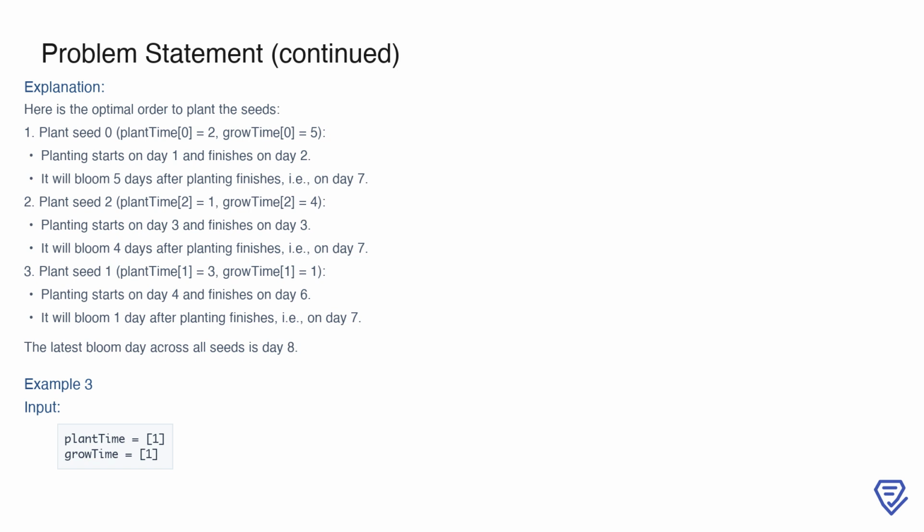Next, plant seed 2, which requires 1 day to plant and has a grow time of 4 days. Planting begins on day 3 and finishes on day 3, and the seed blooms 4 days later, also on day 7. Finally, plant seed 1, which requires 3 days to plant and has a grow time of 1 day. Planting begins on day 4 and finishes on day 6, with the seed blooming the next day, on day 7. The latest bloom day across all seeds is day 8, which is the output for this example.